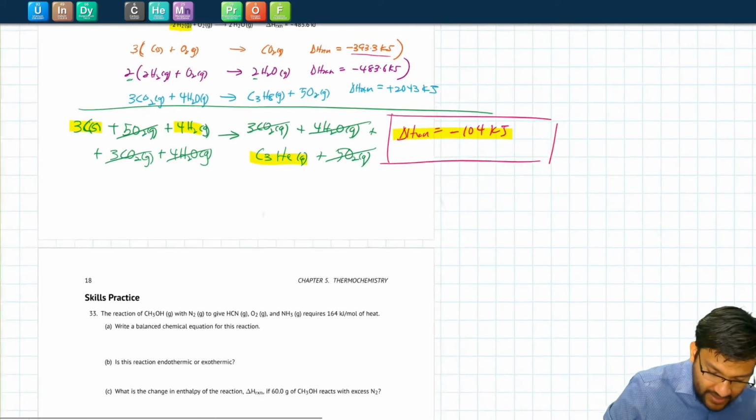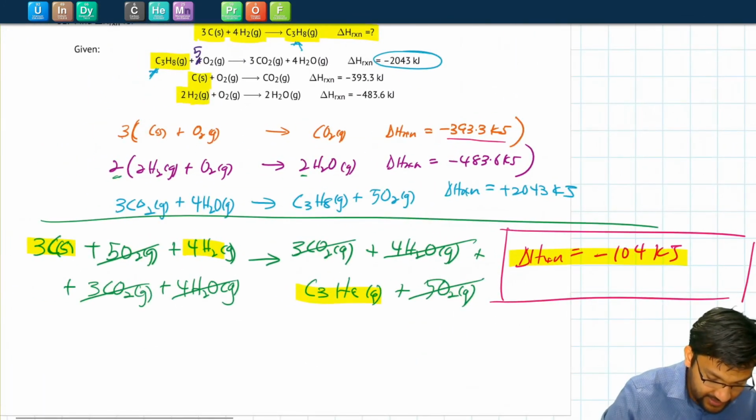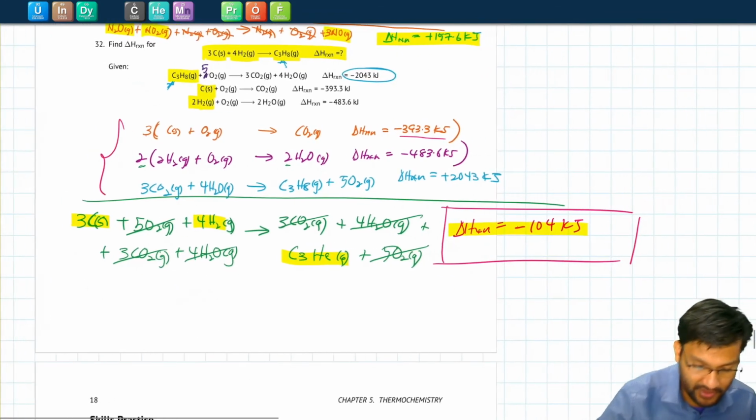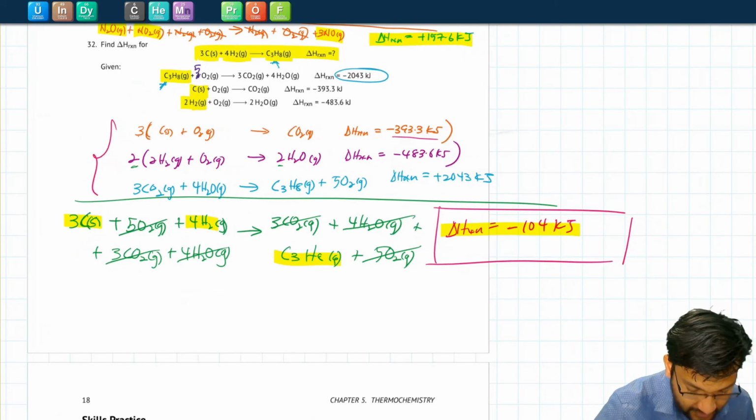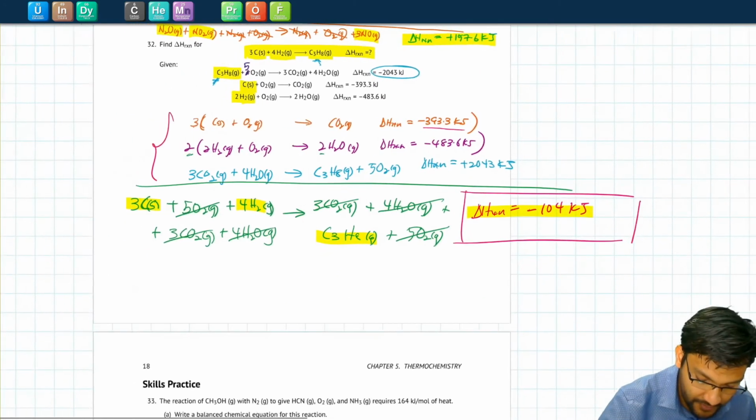Okay, so that brings us to the end of Hess's Law. This is a lot of fun to figure out because it's like a little puzzle. It gets your brain working in a very different way than most other math problems. And once you figure out the different steps, you can just calculate the delta H of reaction from that.